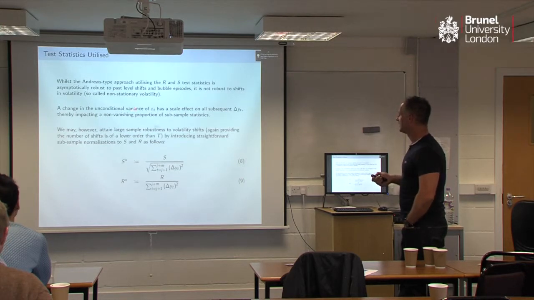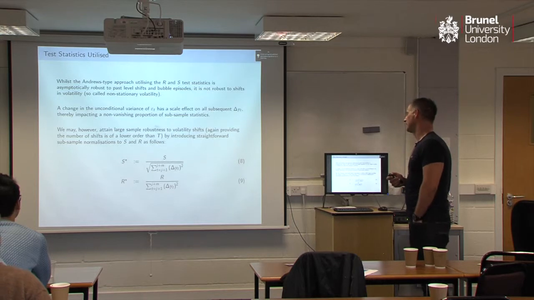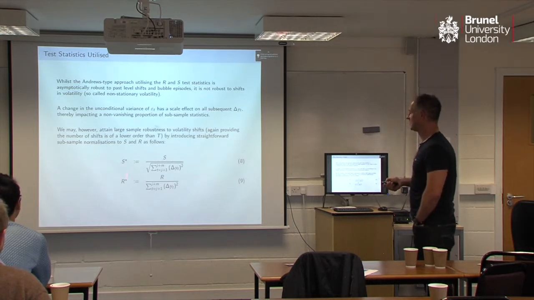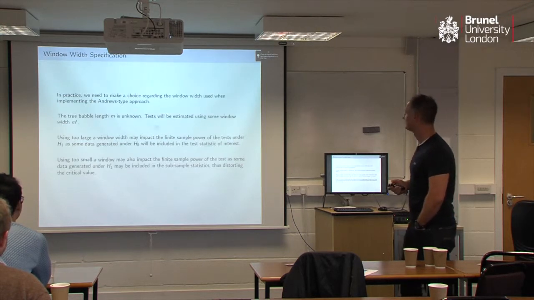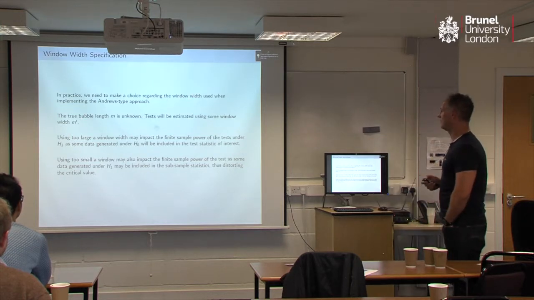Okay, and this is just the idea about if you wanted to think about volatility shifts in the errors, for example, then just scale out by the usual way, by the variance. So we call these things S star and R star. So these are not the Andrews tests now, these are the scaled versions. You've got to make a choice of the window width, and you can play around with that, as we'll see.